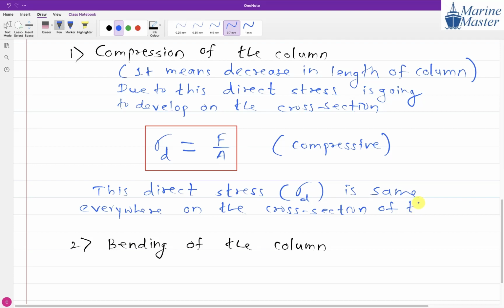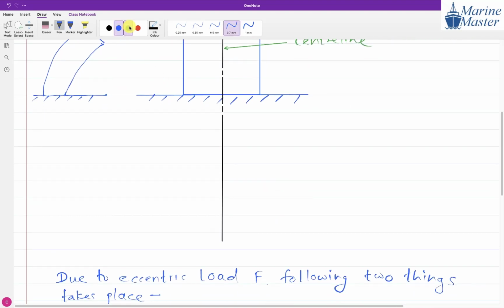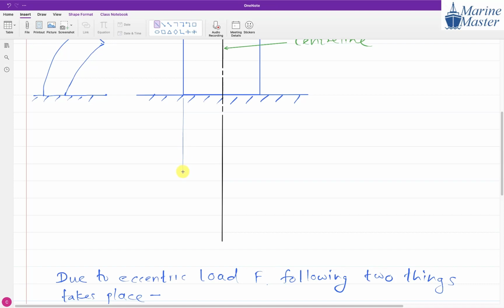On the cross section of the column. Everyone, try to understand this sigma D. Now what is cross section? Try to understand my point. Why am I explaining all these things? What I am going to do is draw one dotted line from here. Observe this dotted line, because we have not shown it. We are saying cross section, but till now we have not shown any cross section.